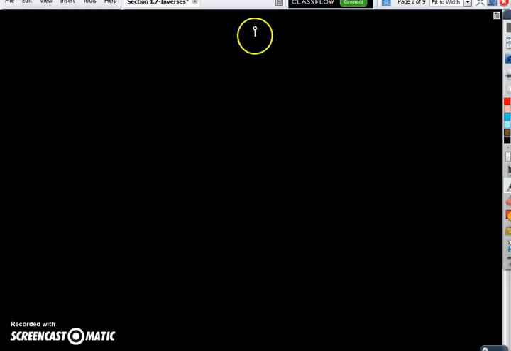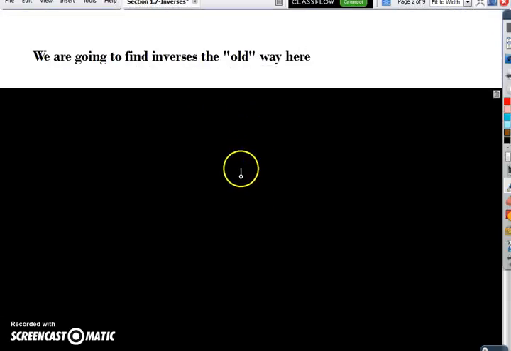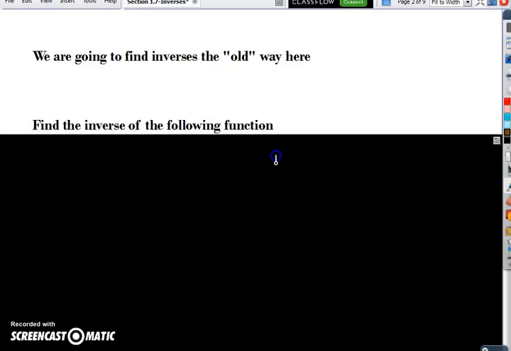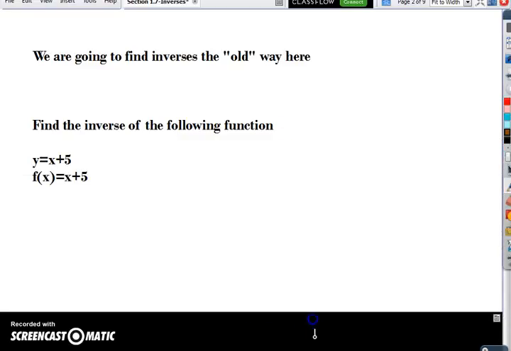Well, first let's look at inverses. And we're going to find inverses the old, quote-unquote, old way here, which, if you recall, was switching x and y and solving for y. So find the inverse of the following function. y equals x plus 5, or, as you'll see in this class a lot, f of x equals x plus 5. If it's in the form f of x equals x plus 5, the first thing you want to do is write y equals there.